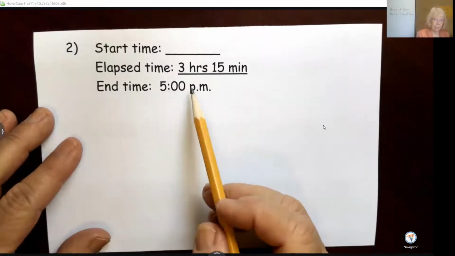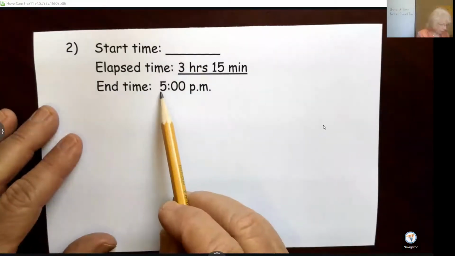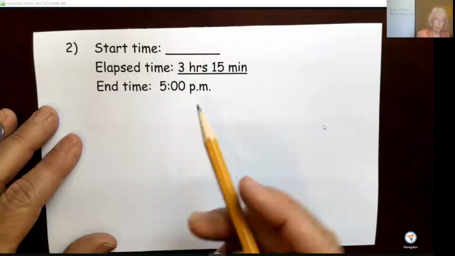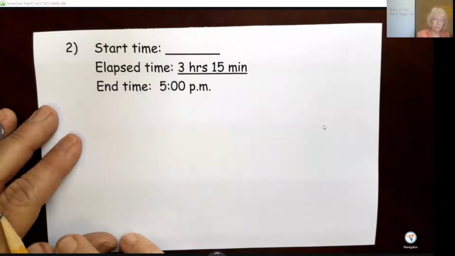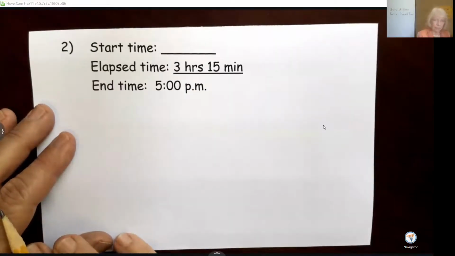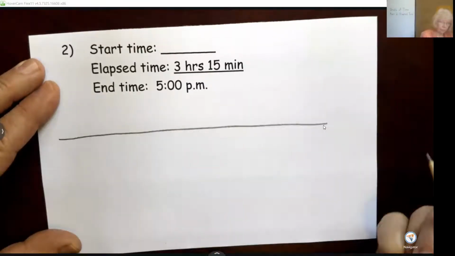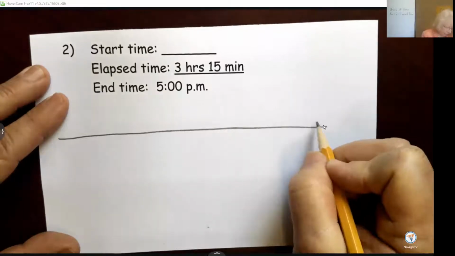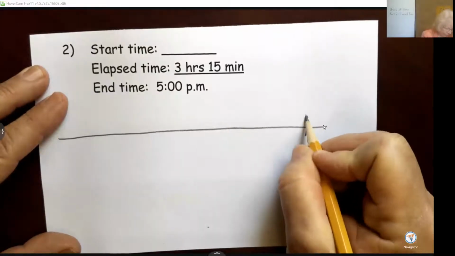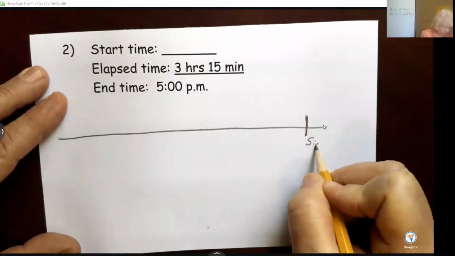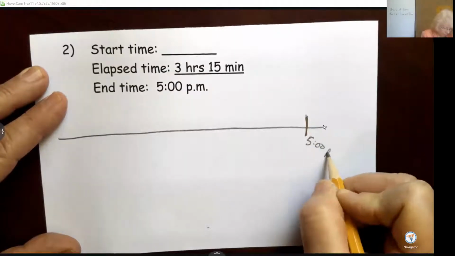So let's say they say you went to a movie and you got out at 5 p.m. and the movie lasted 3 hours and 15 minutes. When did it start? Okay, so we're going to do another number line like this. This time I'm going to put my 5 over here because it's an end time. And this is 5 p.m.